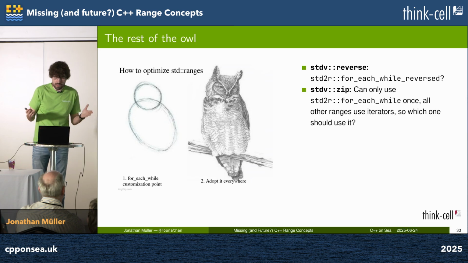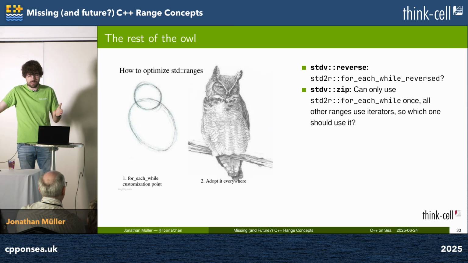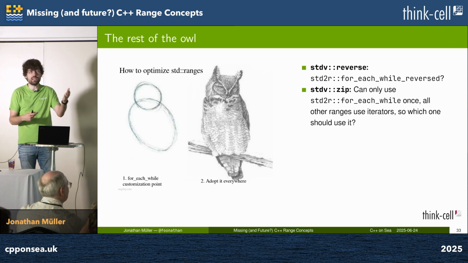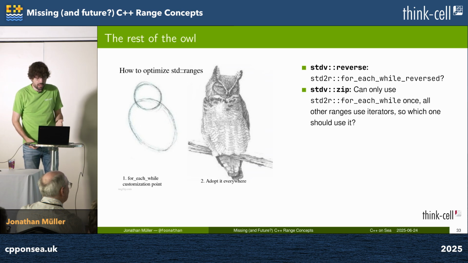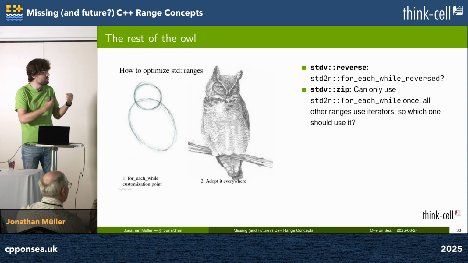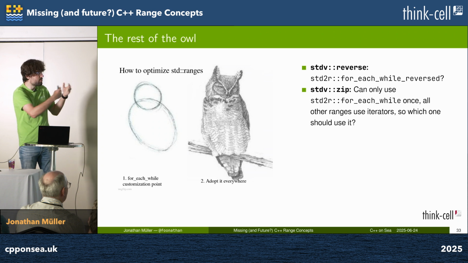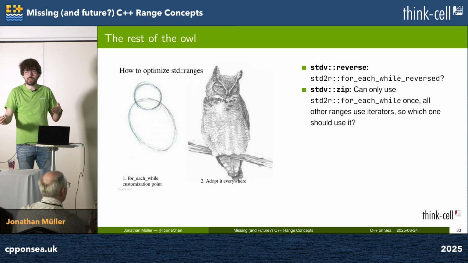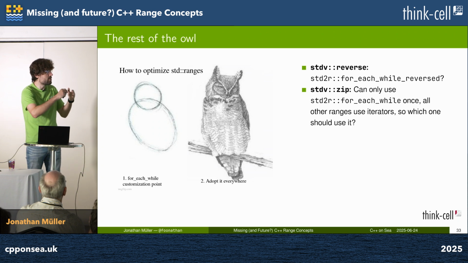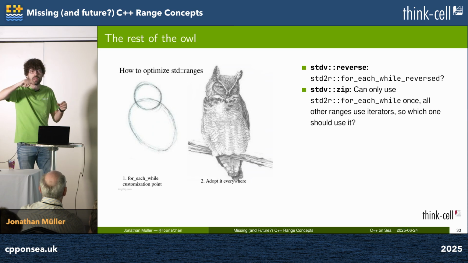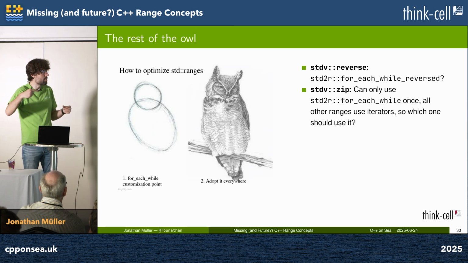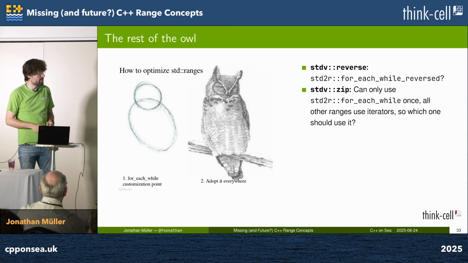Then we have zip. So zip is a view that takes a bunch of ranges and iterates over them in lockstep. So if you zip an index sequence and a container, you get each index of the container together with its element. But we can't implement that purely in terms of for each while, because with for each while, you can only go over one at a time, right? So you can only use for each while on one of them, and the other ones have to use iterators, because this is not implementable otherwise.